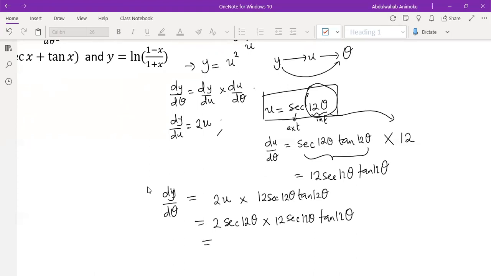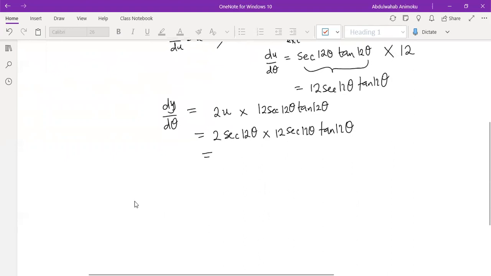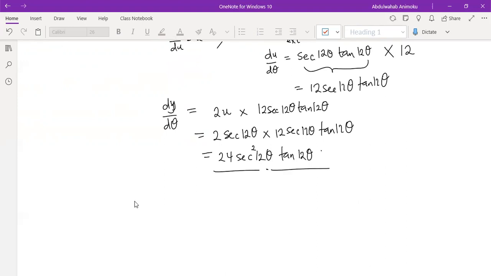And we can write the final answer by simplifying. 2 times 12 is 24. We have 24 secant 12 theta all square, tan 12 theta. So this is the answer to the problem.